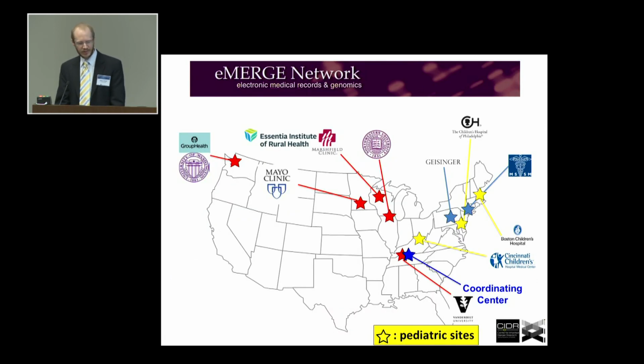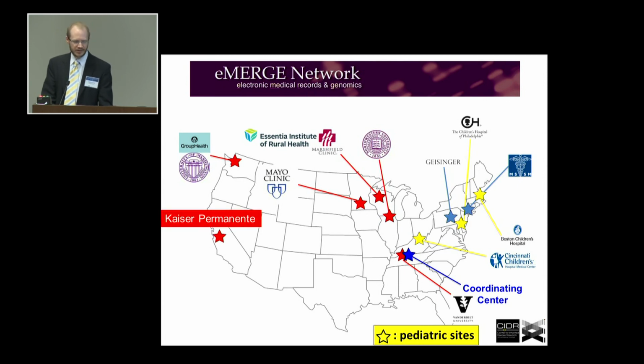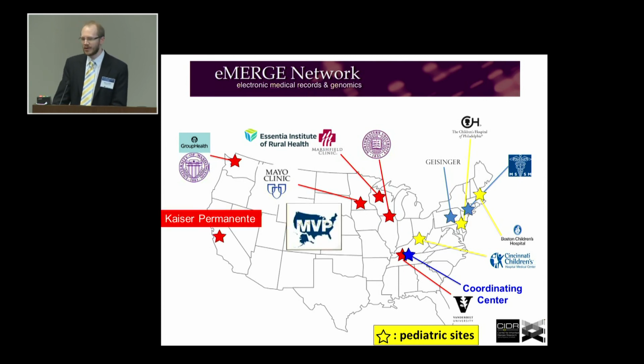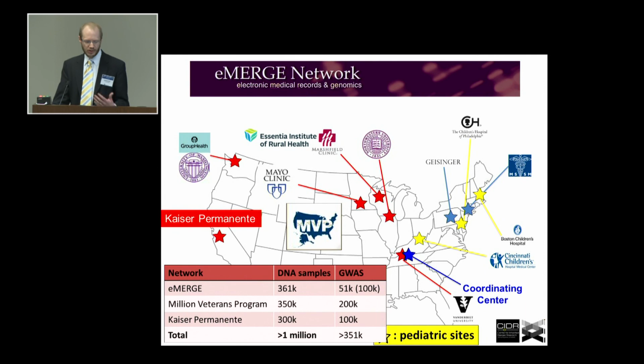We're not the only network with a lot of EHR samples. Kaiser has a number, and so does the Million Veteran Program, as you heard. If you look across all these, we have more than 1 million people now that have DNA samples, and that number will obviously grow significantly. About 350,000 of those have available genetic data to date, just in the US. So I think it forms a good foundation for starting among the existing cohorts.